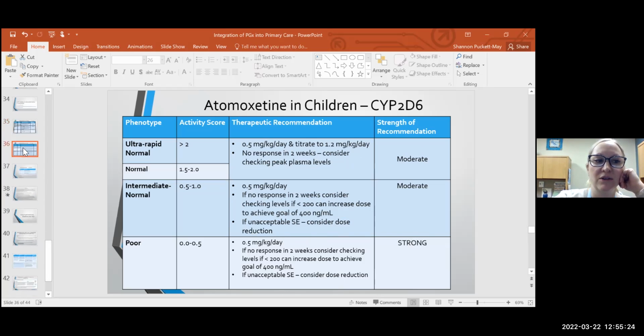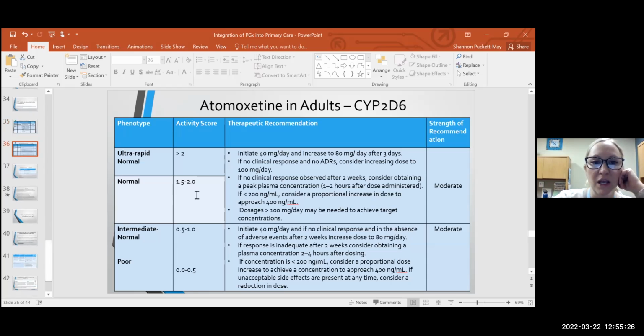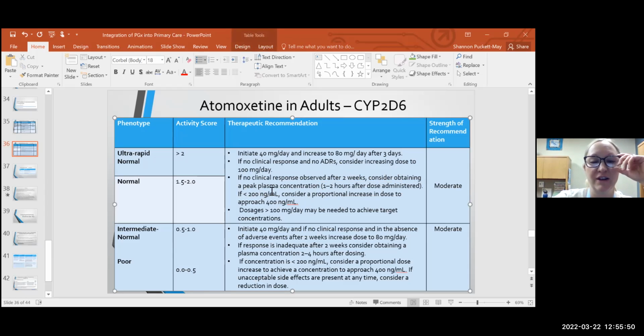But we can go to the adult patients. In adult patients who have ultrarapid to normal metabolism, you would initiate at 40 milligrams a day and titrate more quickly up to 80 milligrams a day. If no response, consider increasing to 100 milligrams a day. And then if no clinical response is observed after 2 weeks, consider obtaining a peak plasma concentration, which you want to be closer to 400. If it's less than 200, obviously assess adherence, but consider a proportional increase in dose.